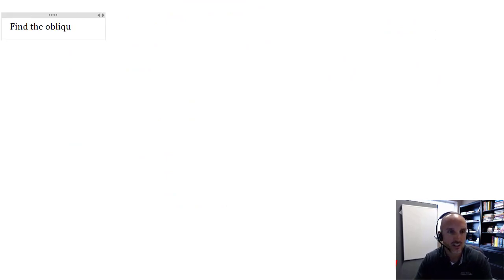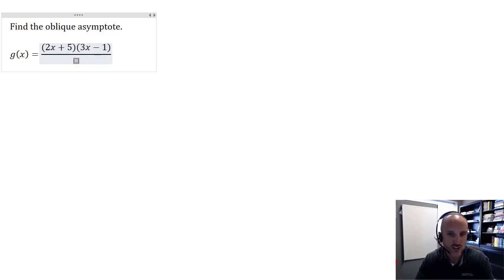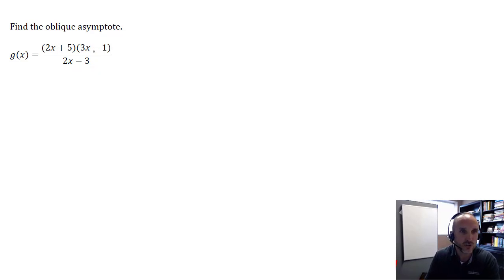Find the oblique asymptote, and let's look at the function g of x equals the fraction where the numerator is 2x plus 5 times the quantity 3x minus 1, and on bottom we just get 2x minus 3. So in this case, if I want to divide, then I need to distribute the top out to see what I have. So I get 6x squared, then I get minus 2x plus 15x. So that's plus 13x, and then I get minus 5 over 2x minus 3.